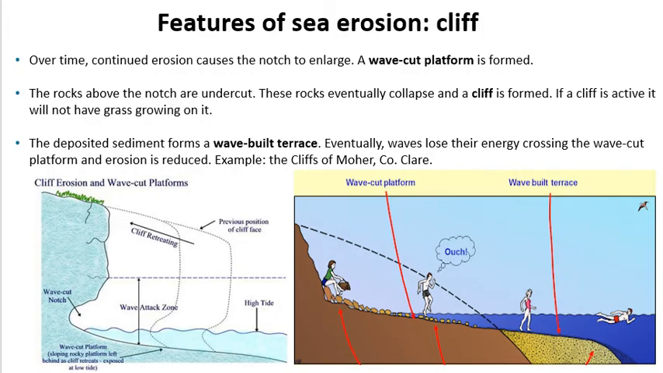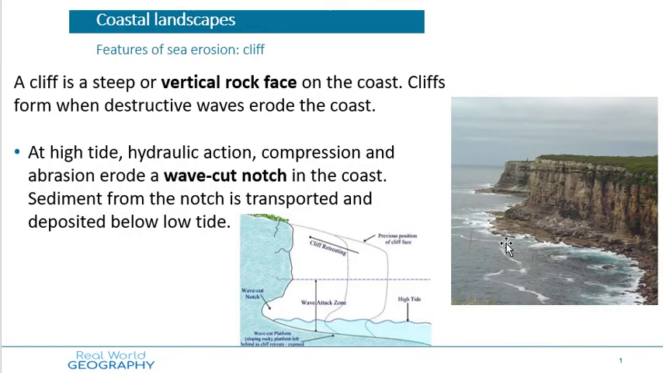Okay, so moving on. Over time, continued erosion causes the notch to enlarge and a wave-cut platform is formed. So guys, this notch here will eventually get deeper and deeper and deeper. Okay, and then something forms called a wave-cut platform. So this is your wave-cut platform here, guys. So this bit here, the bit of rock that used to have the cliff on it starts to become visible. That's your wave-cut platform. So it's a platform that the cliff used to be on, but the cliff was eroded backwards, leaving behind a platform.